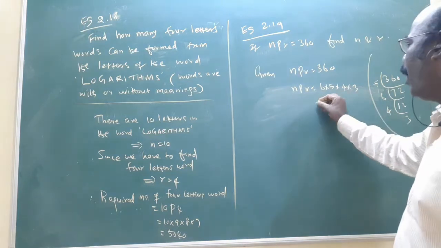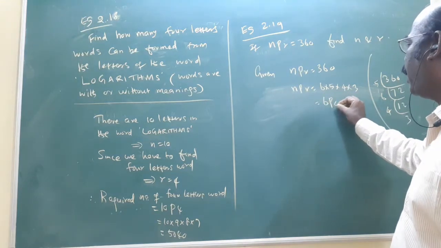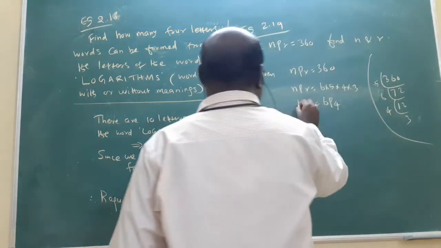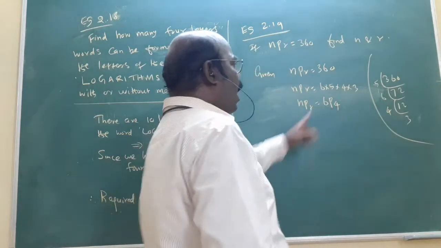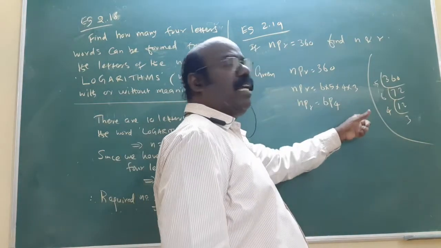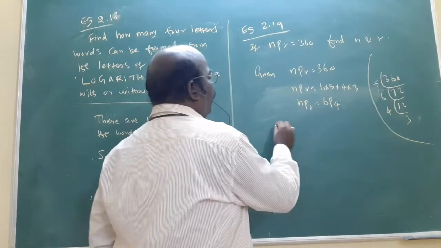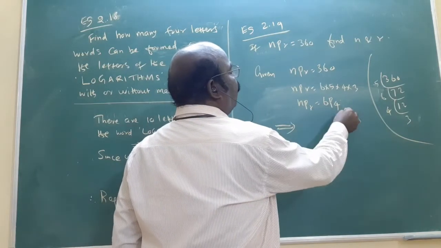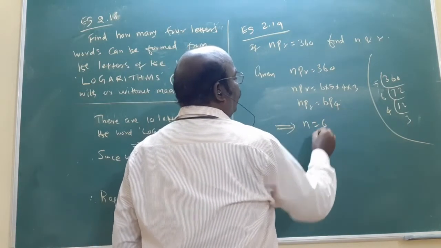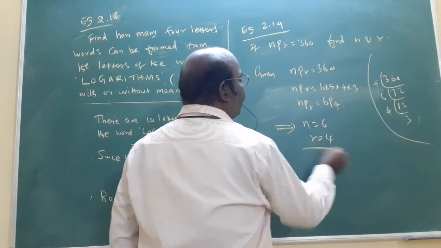Because this is actually 6P4. Am I correct? Start with 6, 4 numbers, that is 6P4. Now comparing with nPr, 6P4: n is what? 6. r is what? 4. In this way you want to guess.